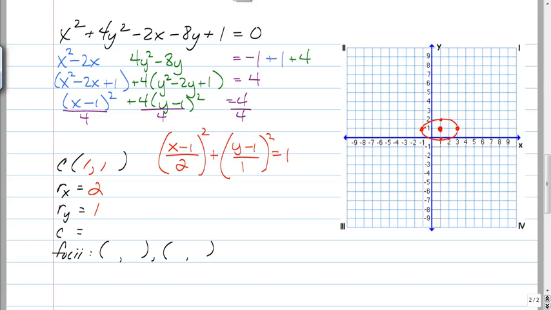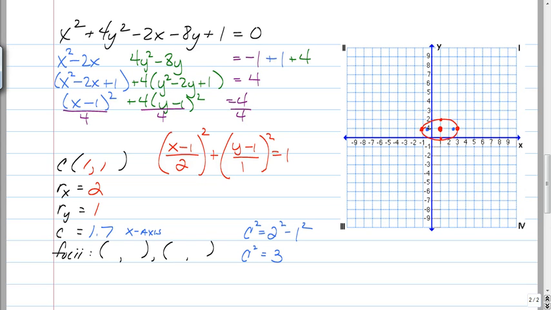Now to find the foci. Your foci are located at c squared is equal to 2 squared minus 1 squared. So c squared is equal to 3, which means c is approximately 1.7. But this time we are going to stretch along the x-axis, left and right, because that's our major radius. So we're going to be shifting 1.7 to the right and 1.7 to the left.